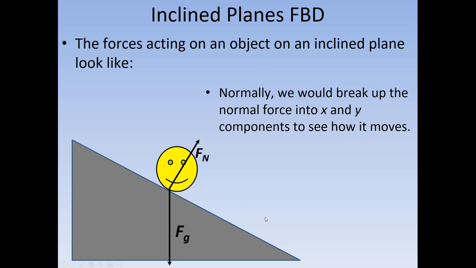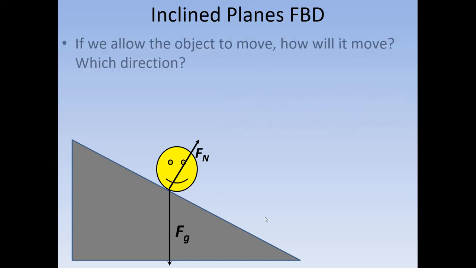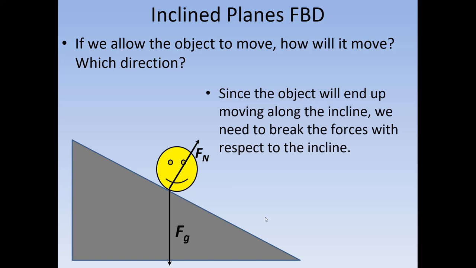So breaking up the Fn into x and y components doesn't make sense because the object won't be moving in the x and y direction. It's going to be moving in a slightly tilted angle. So instead of breaking up the Fn into x and y, what we're going to do is take the Fg and break it into components so that one of the components is going to be perpendicular to the incline and the other one's parallel to the incline.